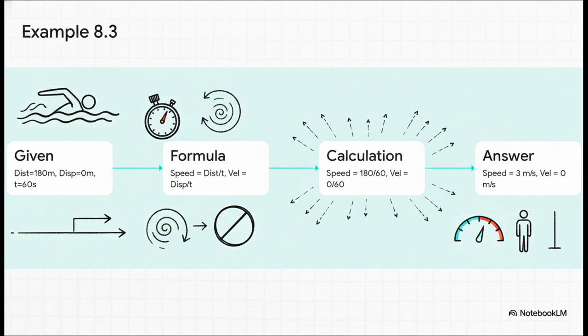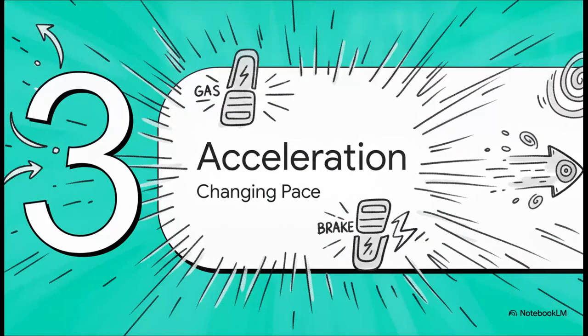This swimming example with Usha is brilliant because it really shows what happens when you return to your starting point. Usha swims 90 meters one way and 90 meters back in exactly 1 minute. Let's list out what we're given. The total distance is 180 meters, the displacement is 0, and the time is 60 seconds. Now for our formulas. Average speed is distance over time, while average velocity is displacement over time. Let's run the numbers. Speed is 180 divided by 60. Velocity is 0 divided by 60. So our final answers are an average speed of 3 meters per second, but an average velocity of exactly 0 meters per second.